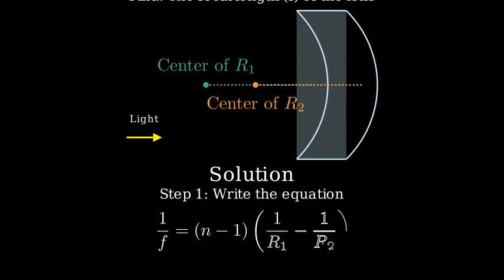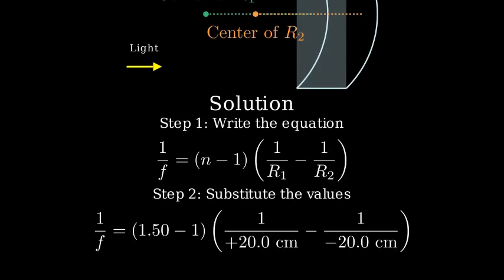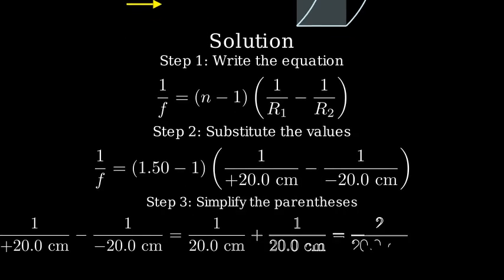Step 1. Write down the Lensmaker's equation. 1 over f equals n minus 1 times the quantity 1 over R1 minus 1 over R2. Step 2. Substitute our values. 1 over f equals 1.50 minus 1 times the quantity 1 over positive 20.0 centimeters minus 1 over negative 20.0 centimeters. Step 3. Simplify the inside of the parentheses. 1 over positive 20.0 minus 1 over negative 20.0 equals 1 over 20.0 plus 1 over 20.0, which equals 2 over 20.0 or 0.10 per centimeter.